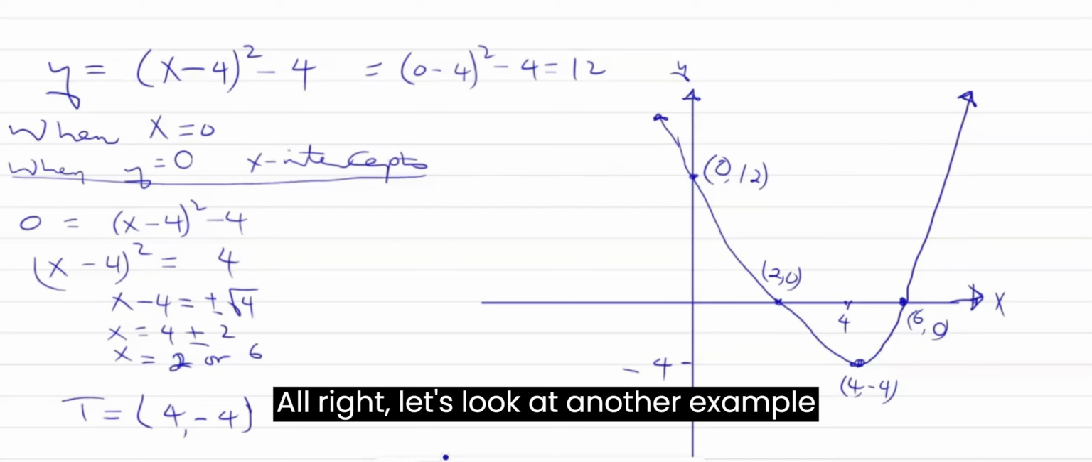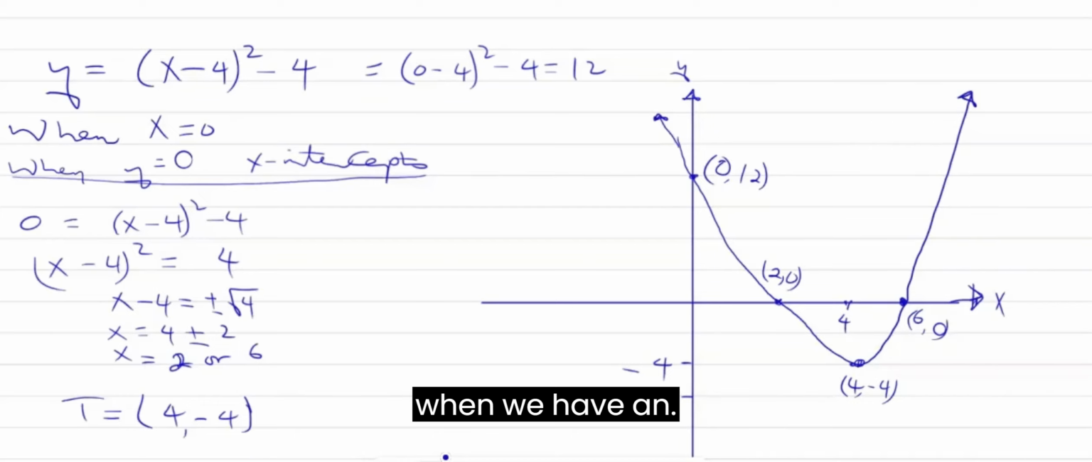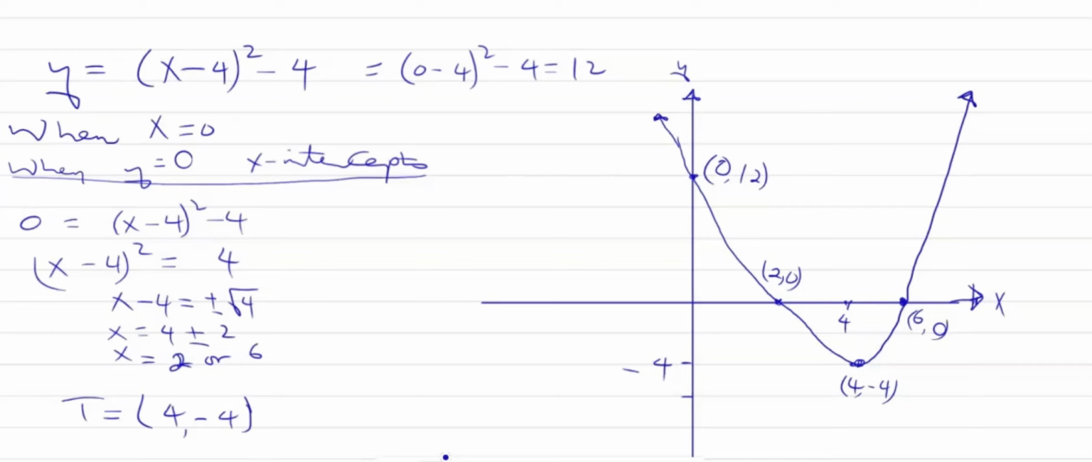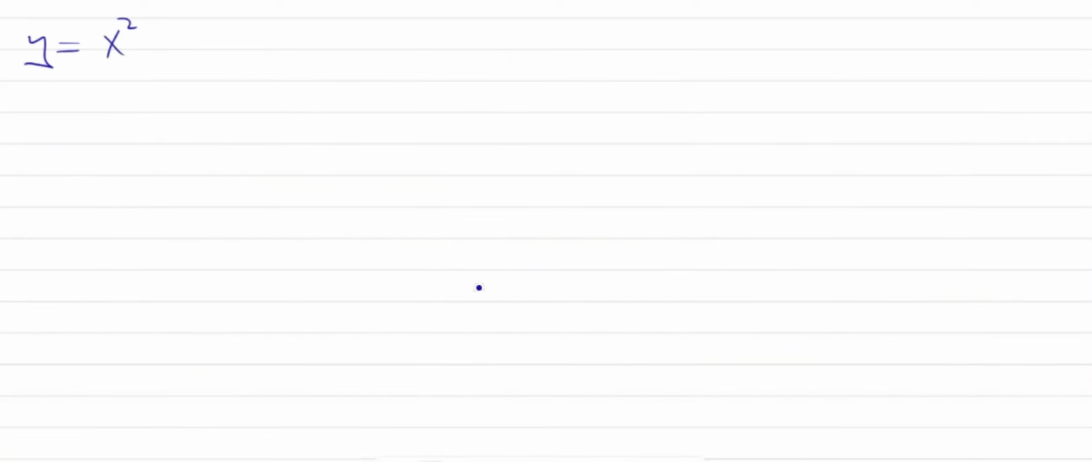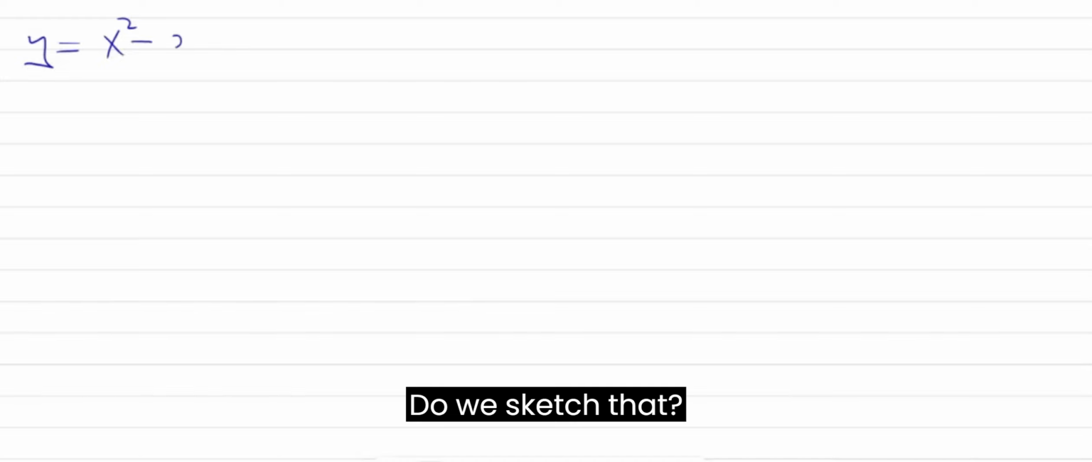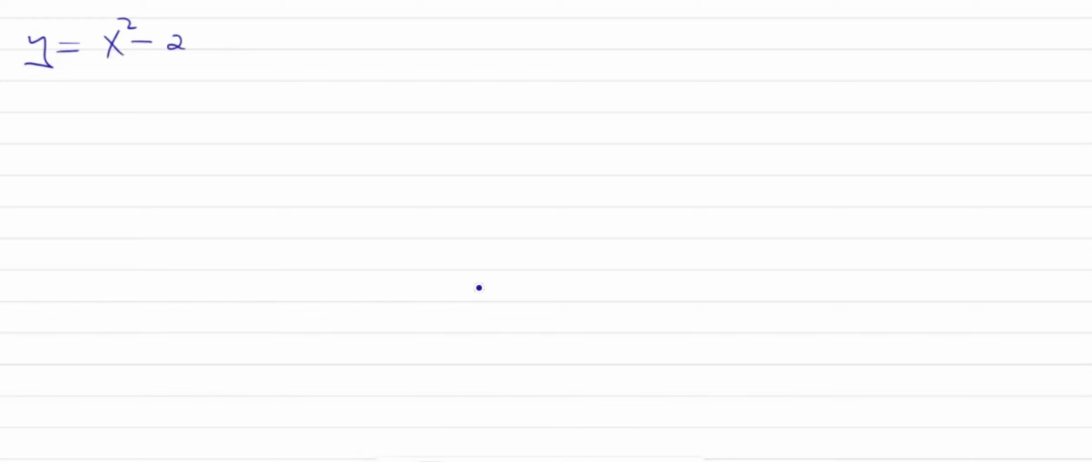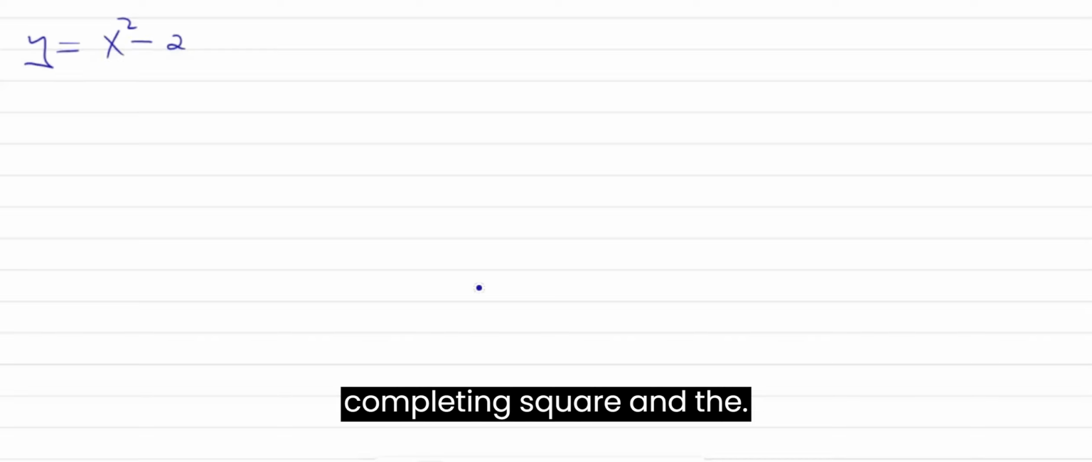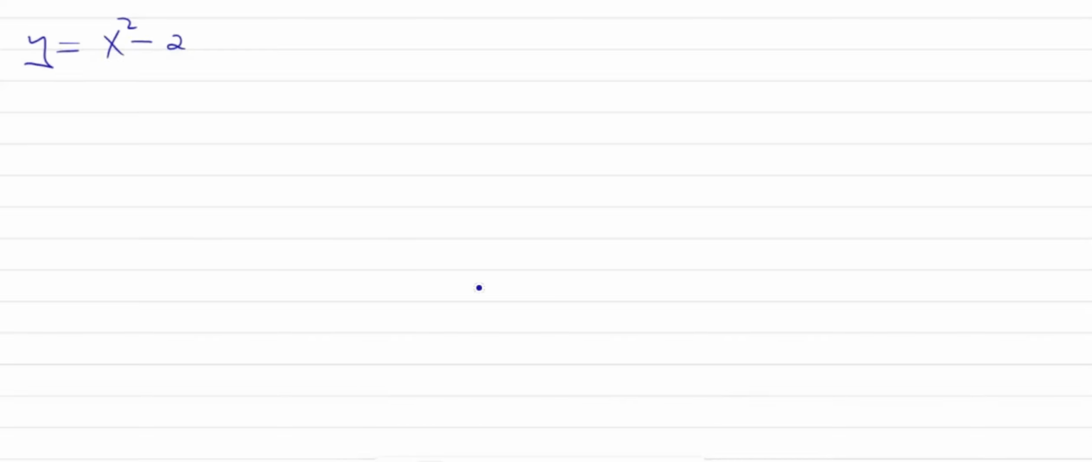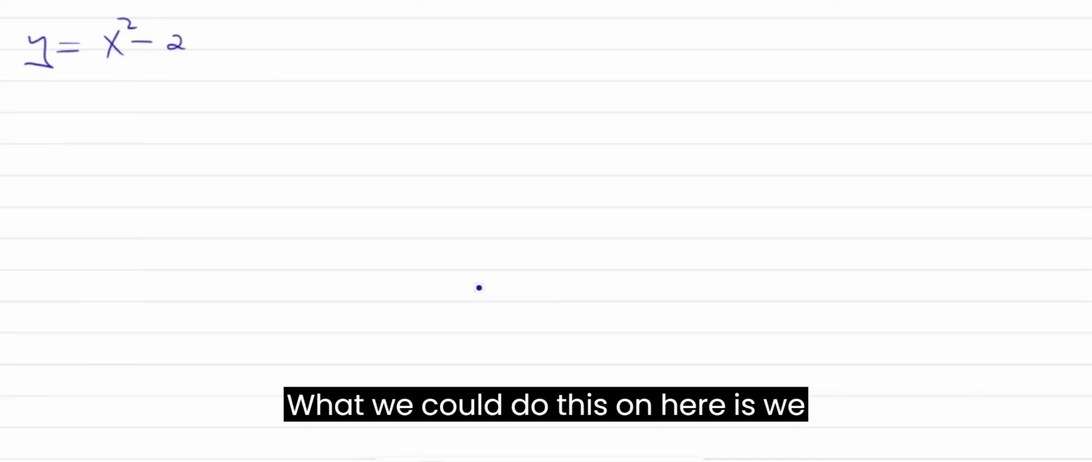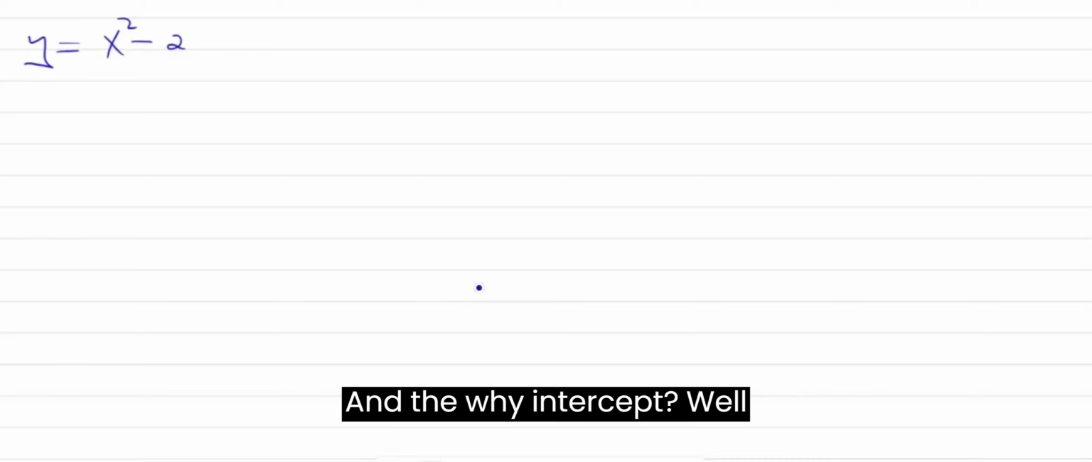All right, let's look at another example, where we only have two terms, something similar to this. How do we sketch that? We can still use completing the square, but what we could do with this one is actually get the x-intercept and the y-intercept.